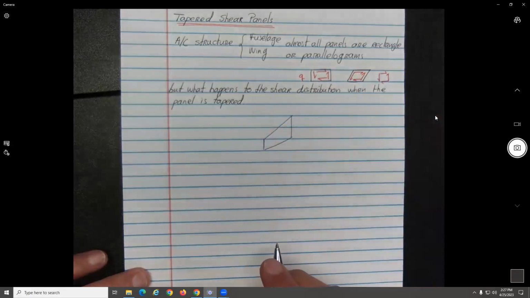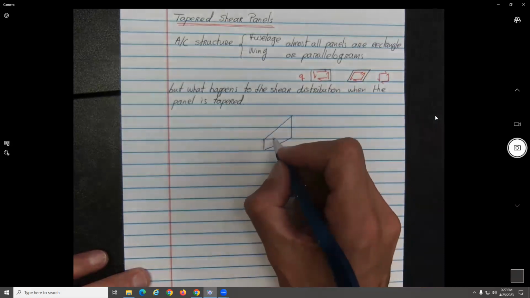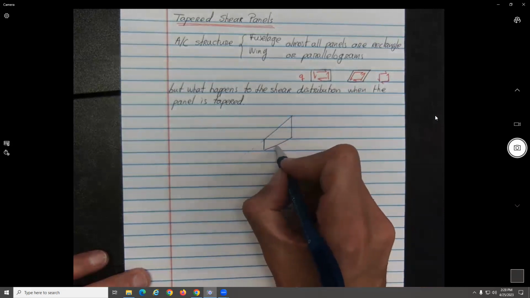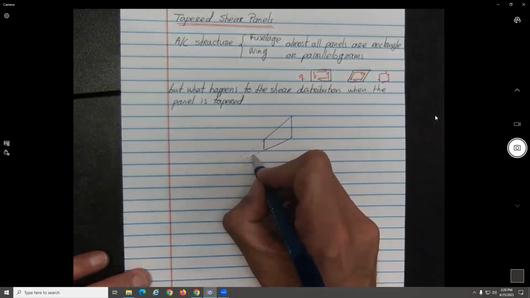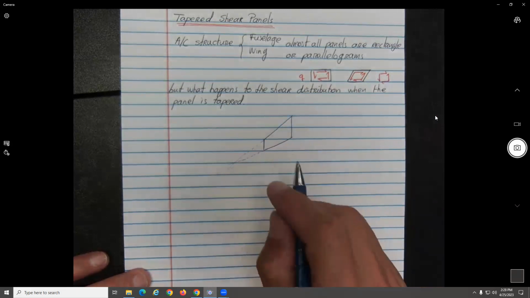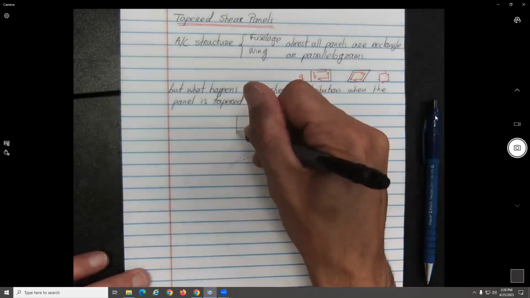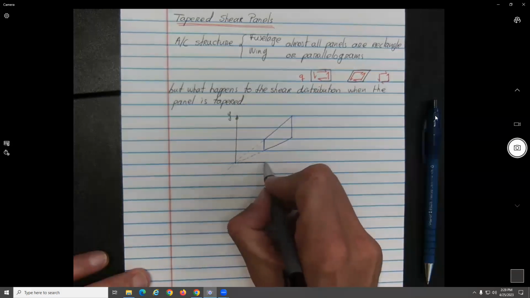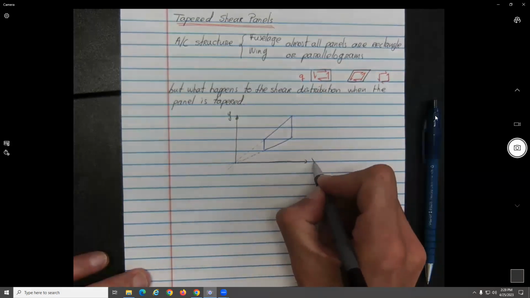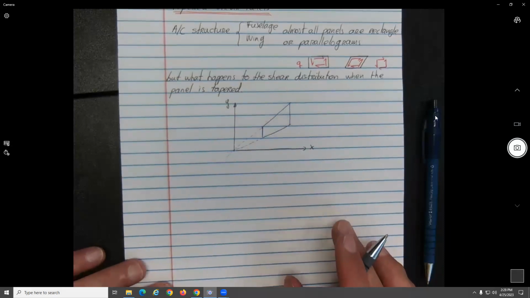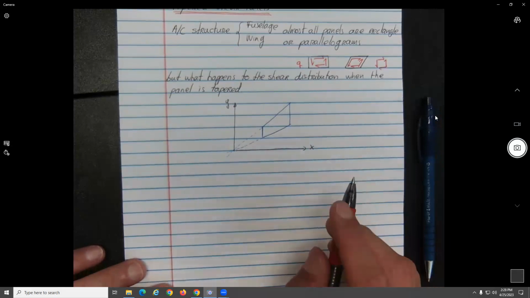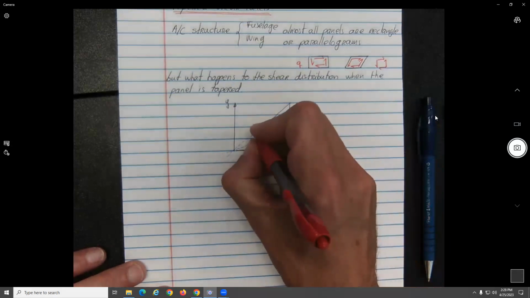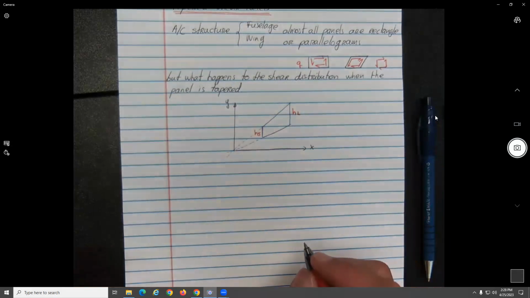Okay, so you see the edges are not the same. So for this one, okay, let's say that they cut over here. So I will design here a coordinate system, Y and X. So here I'm going to call this H sub L, this one H sub S. L will stand for long, S for short.